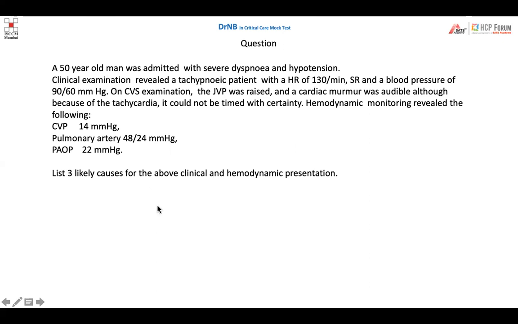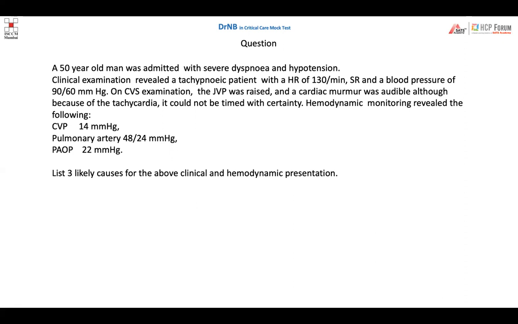A 50-year-old man was admitted with dyspnea and hypotension. Clinical examination reveals a tachypneic patient with a heart rate of 170, which is a sinus rhythm, a blood pressure of 90/60. The JVP is raised, a cardiac murmur was audible, although because of tachycardia, it could not be timed with certainty. Hemodynamic monitoring shows a high CVP, PA pressures are 48/24, and occlusion pressure is also high at 22.